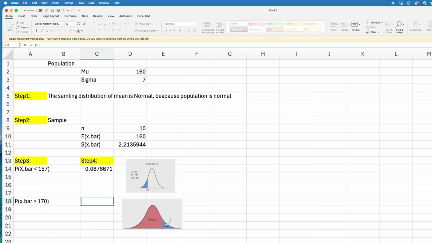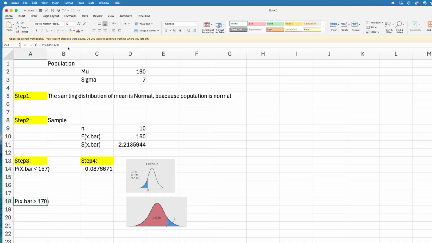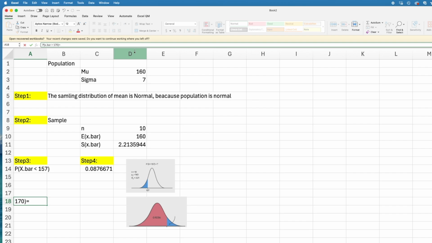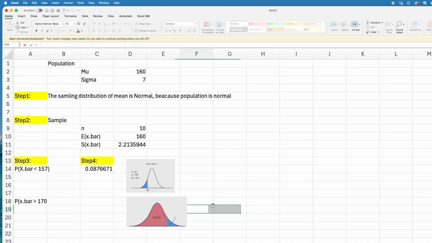So more than 170 gives us this blue area, which is on the right side, but norm.dist always gives us the left side area. So in order to answer this question, I need to transform it to any form of less than or equal. That is equal to 1 minus probability of X bar less than 170. And that's because either X bar is more than 170 or less than 170, and the area under the curve is 1, meaning that the summation of this blue area and red area is 100%. Therefore, one part is 1 minus the other part.